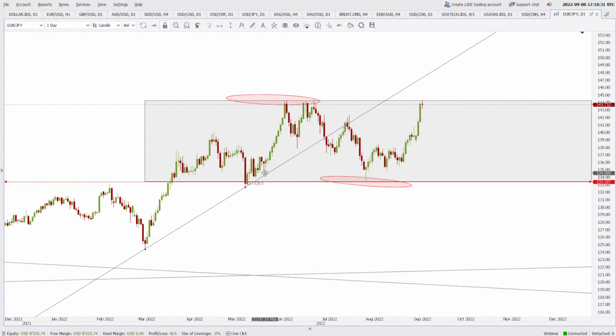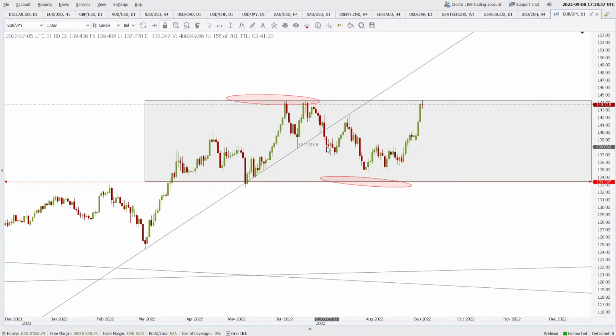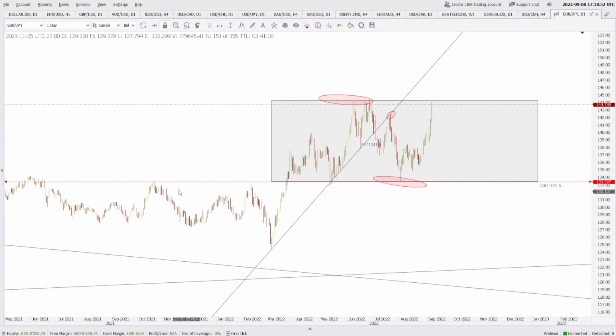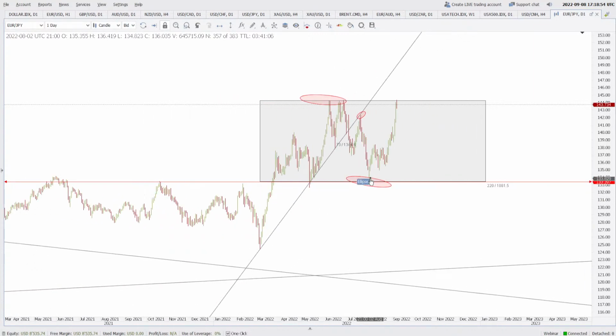So this is what it was. After this breakdown here, the price came to retest this area as a fresh resistance. This area became the fresh resistance, and this resistance pushed the prices back to the support zone. This was the support zone, or you can say the previous broken resistance gave it a support.